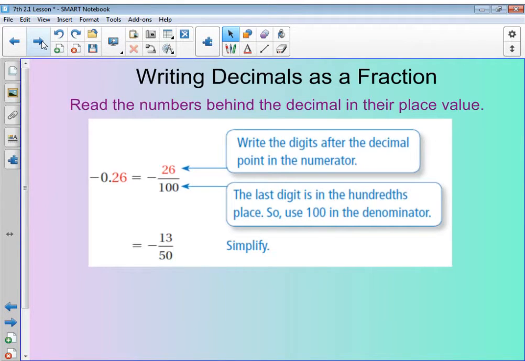So our next step is to work with the opposite, where they're going to give us the decimal, and they want us to write out the fraction. So we're going to read the numbers behind the decimal and their place value. Now I know some kids struggle with reading place value.